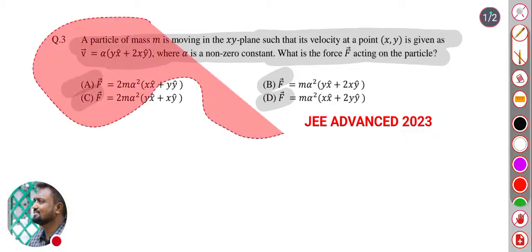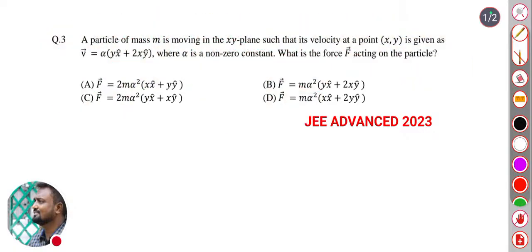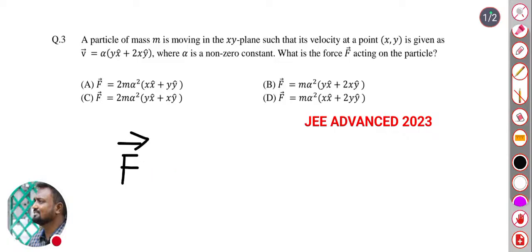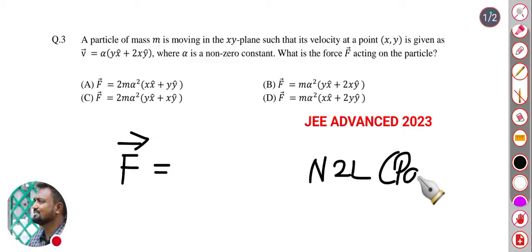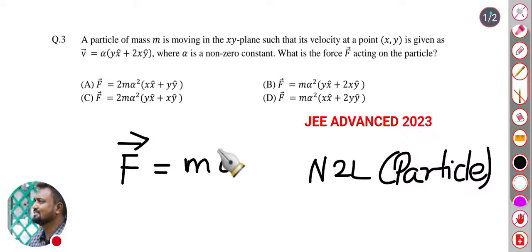It's given that a particle of mass m. We are given a particle and we are asked to find the force on the particle. If it is force on the particle, we can use Newton's second law for a particle. I'm mentioning it again and re-emphasizing: it is a particle. What is force on the particle? It is m times a vector, so mass times acceleration. This is a formula that we all know.